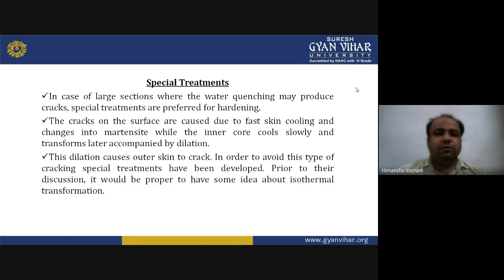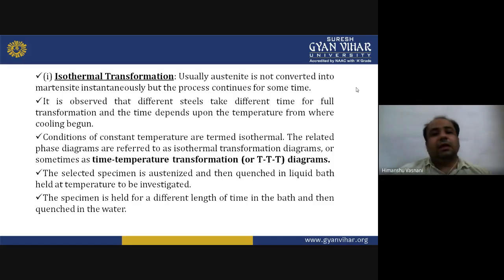Okay, so it would be proper to have some idea about isothermal transformation. It will give you a better overview. Now, isothermal transformation. This is also a very important topic. Usually, austenite is not converted into martensite instantly, but the process continues for some time. It is observed that different steels take different time for full transformation, and the time depends upon the temperature from where the cooling has begun.